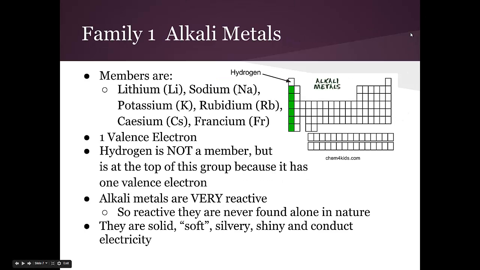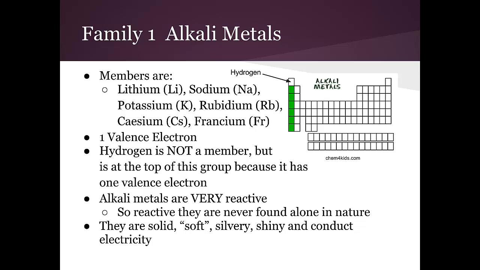So let's talk about the first group or family. These are called the alkali metals. Their members are lithium, sodium, potassium, rubidium, cesium, and francium. They all have one valence electron. There's only one electron in that outermost shell. Of course, they have more electrons than that, but the other electrons are in shells closer to the nucleus. Hydrogen is not a member of this group, but it is put at the top of the group because it also has one valence electron. So it's not an alkali metal, but it still goes in group 1. It's a nonmetal itself.